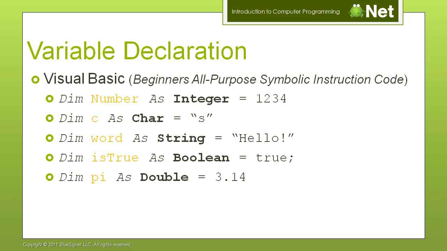There you go. Then we have dim, a variable called word, as string. And this is also double quote, hello, exclamation point. Dim is true as Boolean is true, and dim pi as double is 3.14, like we've seen before. Boy, am I glad that's over.